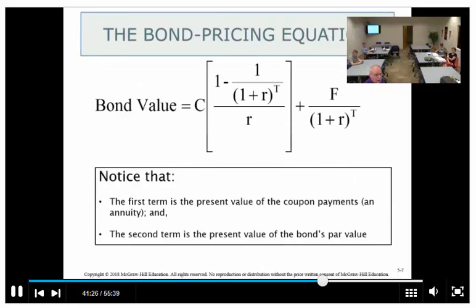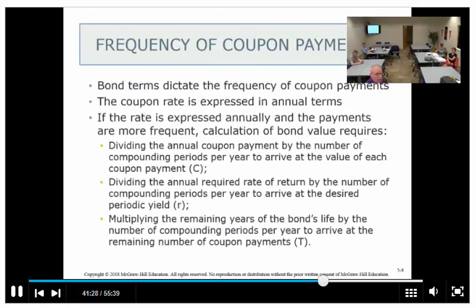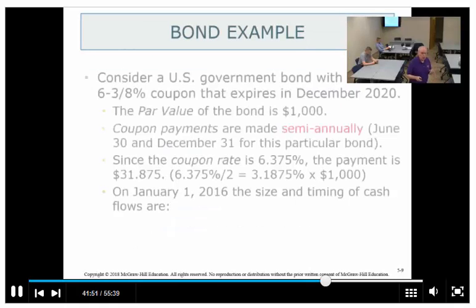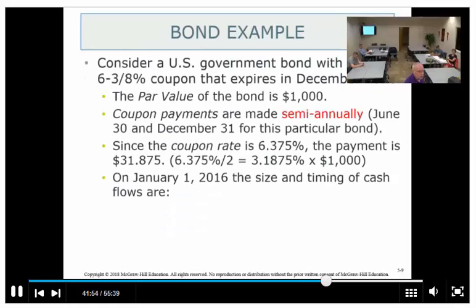All right, now I'm going to kind of blow by this. Again, in the U.S., bonds pay interest semi-annually. So if I'm given an annual rate, I cut the rate in half, and I double the periods. Okay. All right. Now, I've done this in Excel. So why don't we, Matt, can we go back to Excel?